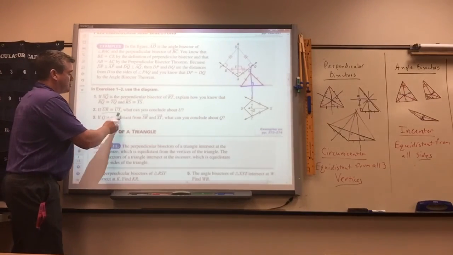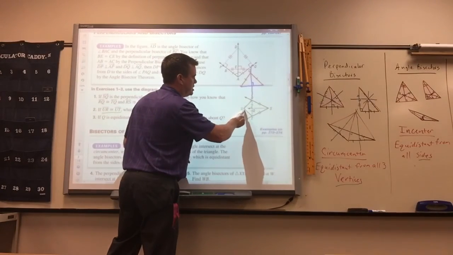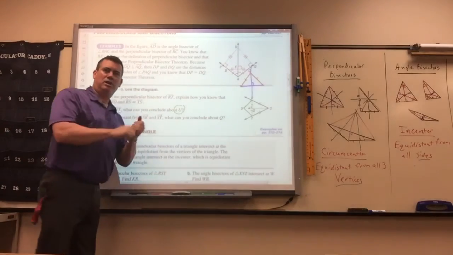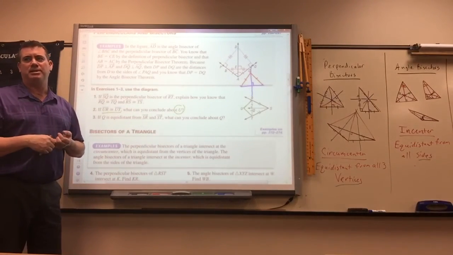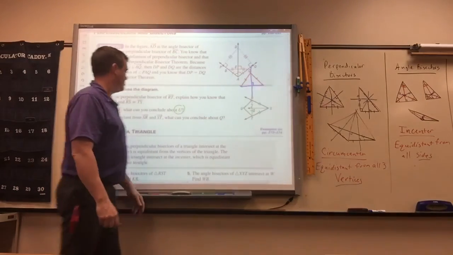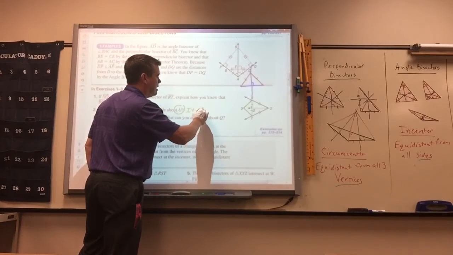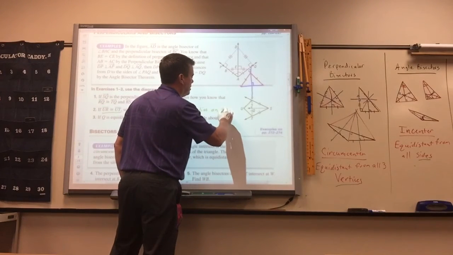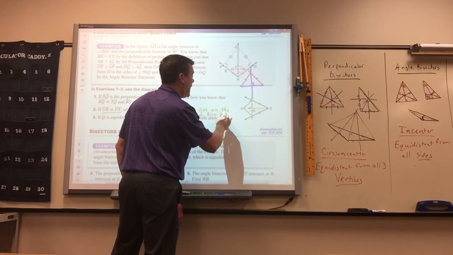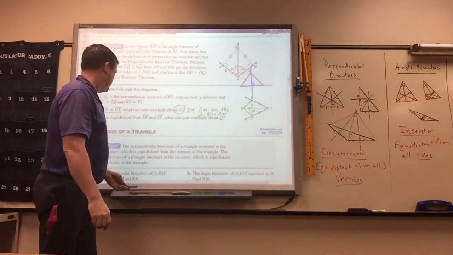So I already answered this question. If UR equals UT, what can you conclude about point U? You can conclude it lies on the perpendicular bisector because it's the same distance from each endpoint. So that would be your answer. It lies on the perpendicular bisector. And you do have to put perpendicular because it's not just the bisector.